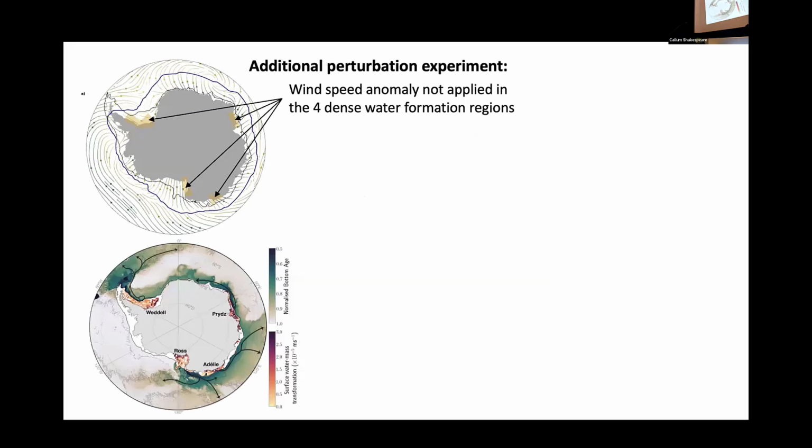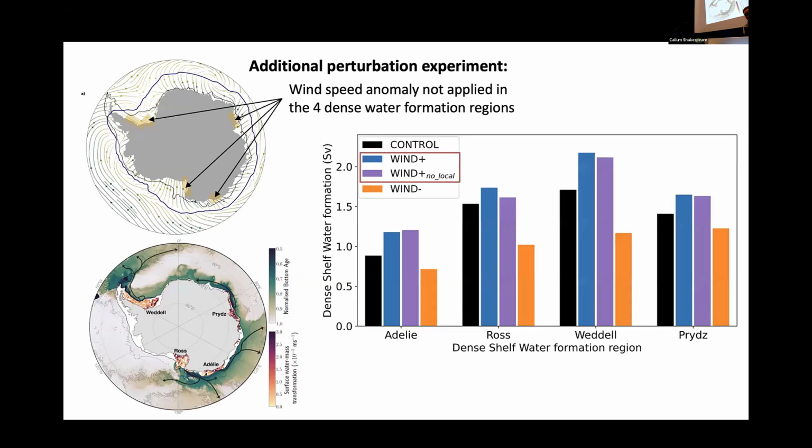So the second one is looking at whether it's just a local enhancement, so the local winds over these 4 polynya regions. And so what we've done here is an additional experiment where we increase the winds everywhere except these yellow boxes here, where we have the local dense water formation.